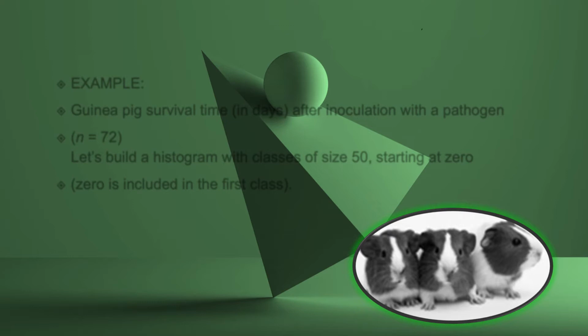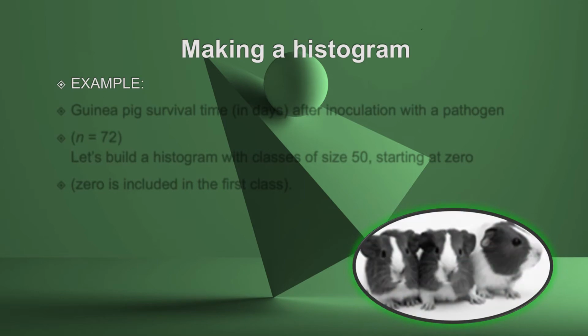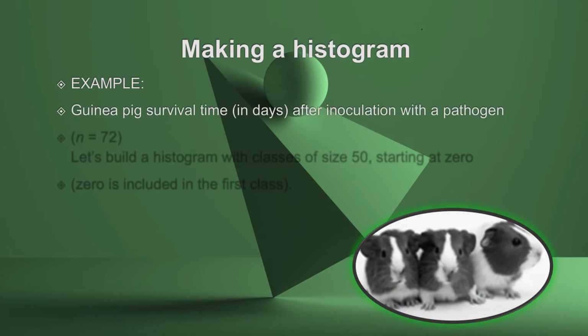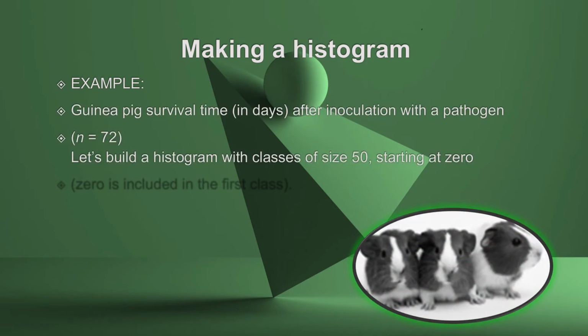It is all about a guinea pig. It is talking about the guinea pig's survival time, and there are 72 survival times given. So we are going to construct a histogram with class interval 50 starting from 0. That is, 0 is included in the first class.